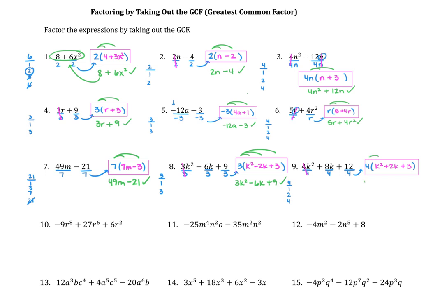4 times k squared gives me 4k squared. 4 times 2k gives me 8k, and 4 times 3 gives me 12. That's my original problem. I've done it correctly.